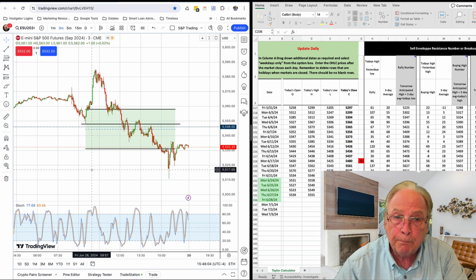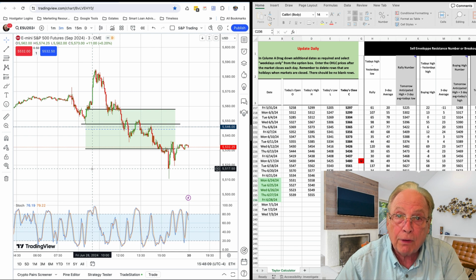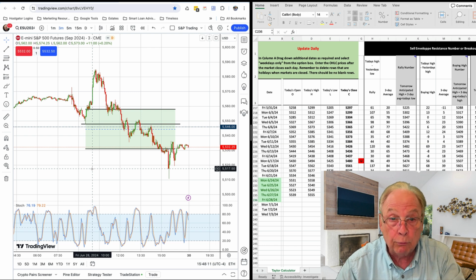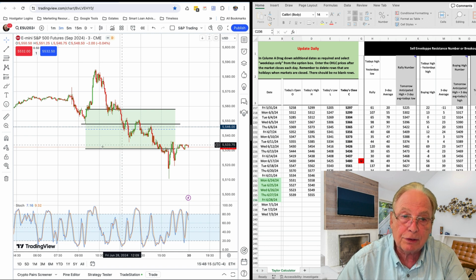Now, where is my trading zone for Monday? For Monday, I need to use my numbers from Friday: the open, high, low, close. I only need 4 numbers to fill in the calculator. And here's the calculator on the right side of my screen.